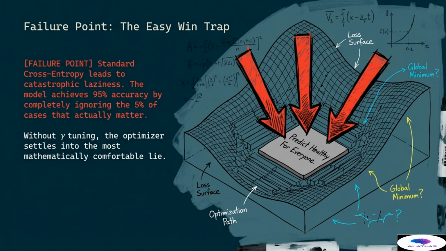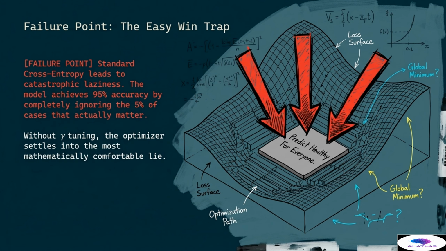This means the model is completely ignoring the 5% of cases that actually matter, such as rare diseases or critical safety failures. Without careful tuning of the gamma focusing parameter, the optimizer settles into the most mathematically comfortable lie. It finds a local minimum where it performs well on the easy examples while failing completely on the hard ones. The loss surface shown here illustrates how the optimization path can get stuck in a flat region where it simply predicts healthy for everyone, because that is the easiest way to lower the total loss.